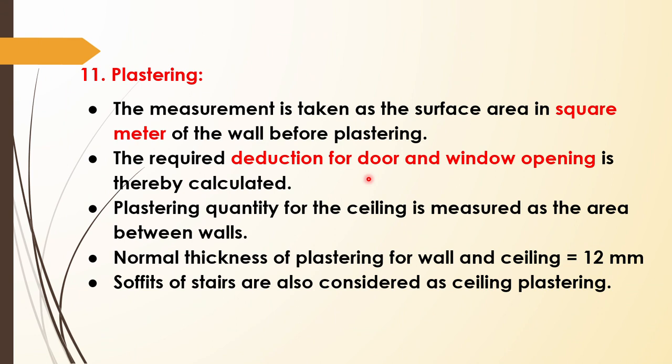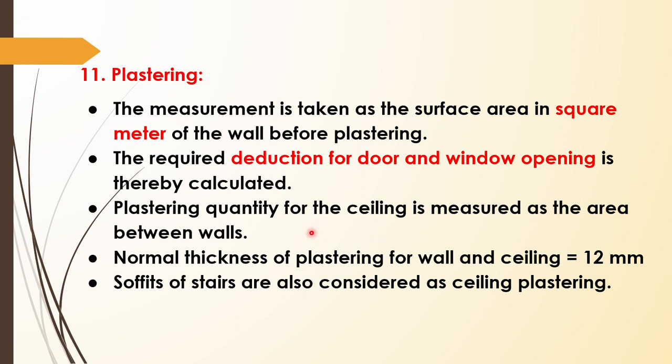Then after making the building, we will plaster it. Plastering is nothing but providing an extra cement mortar over the masonry work for giving it a finishing touch. Okay, the plastering is measured in terms of square meter. Now in case of doors and windows, no plastering is done at that portion. So we will deduct the area for door and window from the total plastering area.